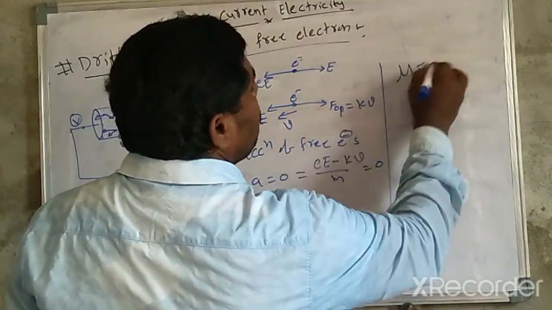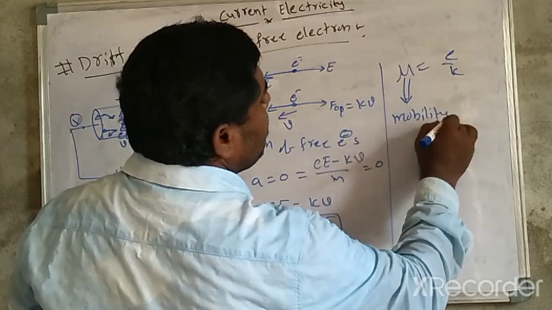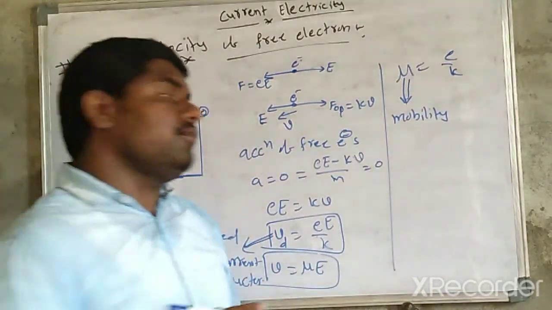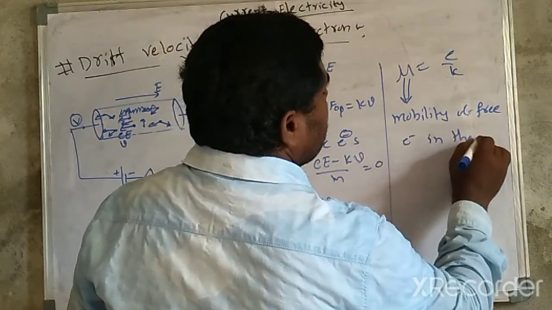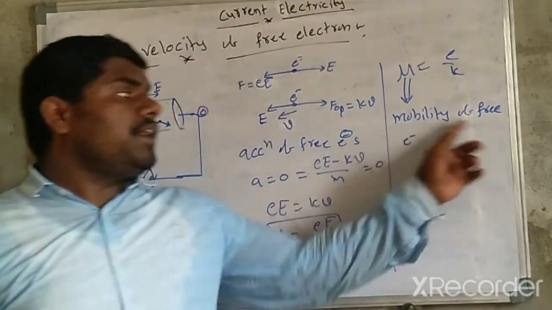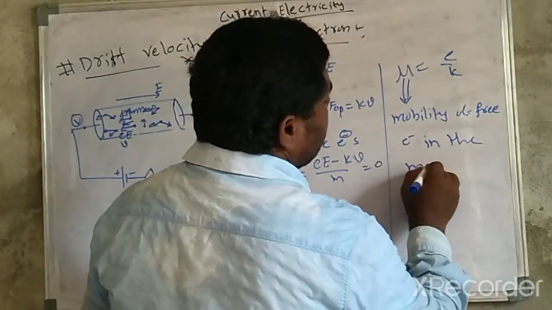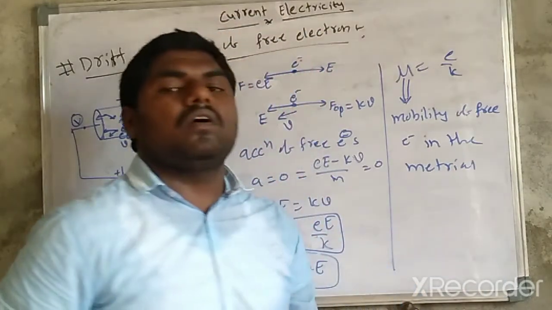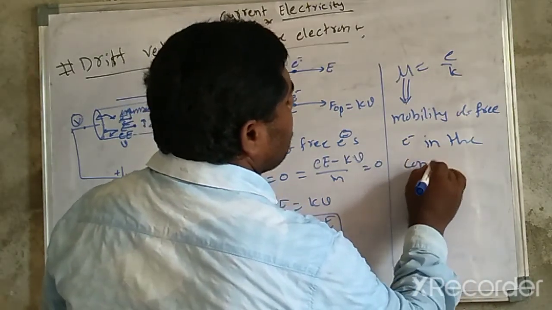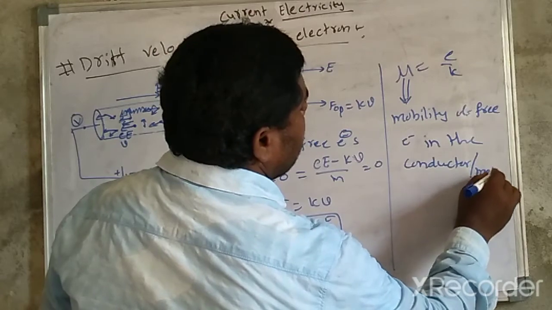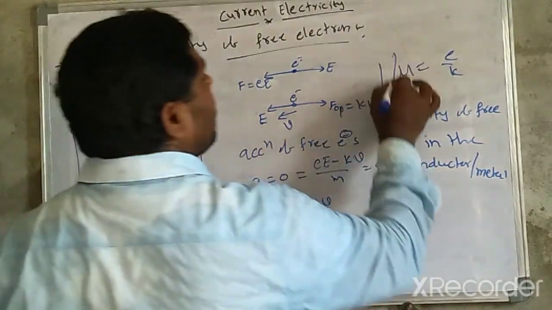Here mu is equal to e by k. This mu is called the mobility of the free electron in the material or conductor, or metals, or different types of metals. So this mu is also very important.